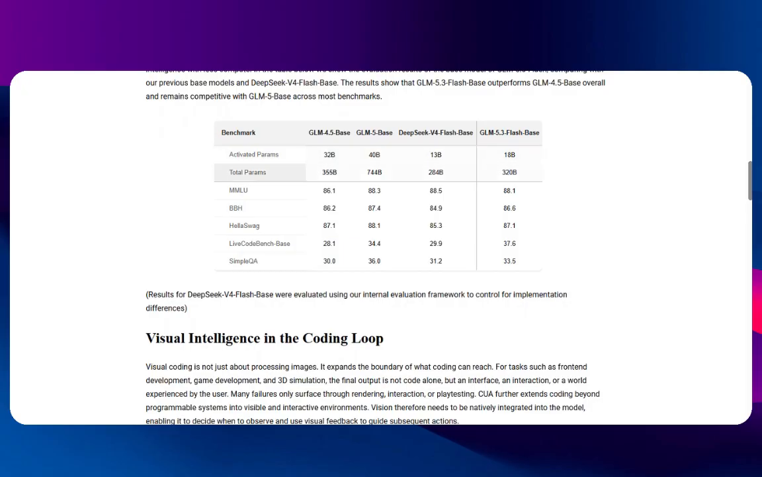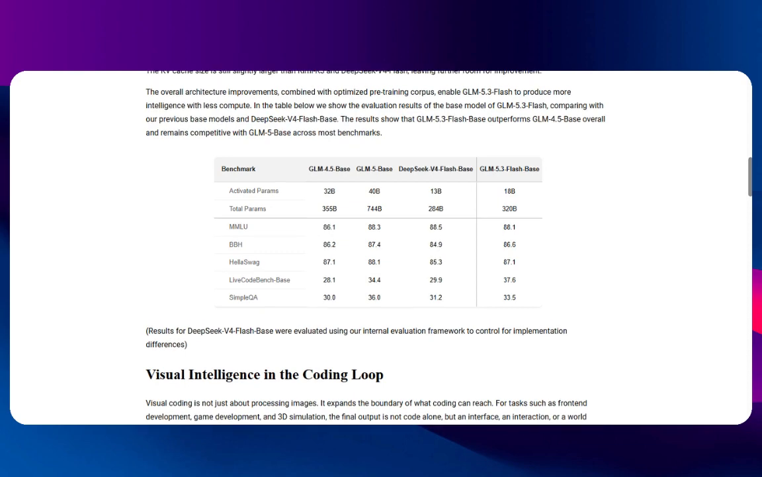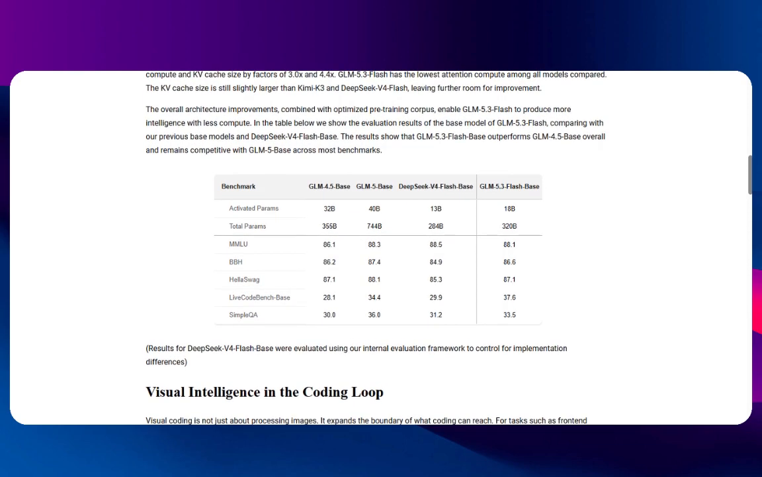And Z.ai isn't stopping at text. GLM 5.3 Flash is natively multimodal, meaning it can work with visual information as well as text, and it comes with a massive 1 million token context window. That makes it especially interesting for huge code bases, long documents, visual workflows, and AI agents that need to operate over long sessions. And speaking of agents, this is where the model gets really interesting.